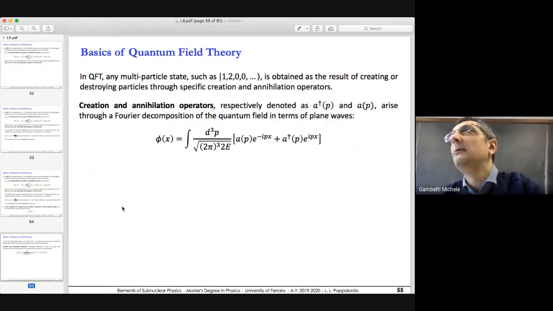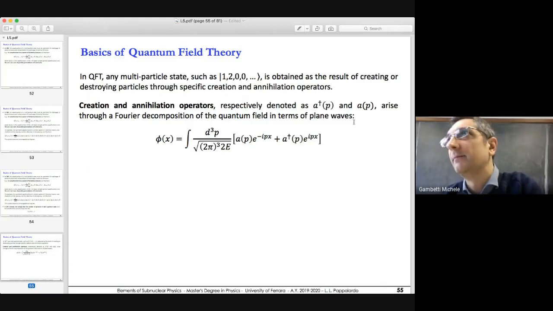In quantum field theory, any multi-particle state, such as this one, is obtained as the result of creating and destroying particles through, as I was saying before, specific creation and annihilation operators. The creation and annihilation operators, denoted a-dagger for the creation and a for the annihilation, arise through the Fourier decomposition of the quantum field in terms of plane waves. Don't waste your time trying to fully understand what is written here. Let me just say that you can always decompose your field into creation and annihilation operators through this Fourier decomposition.